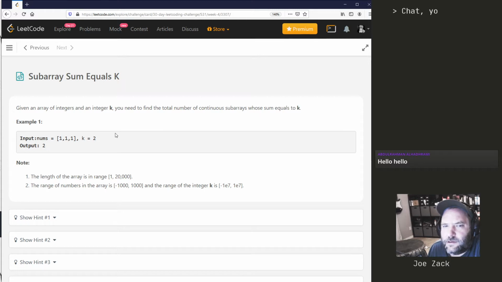In this case, we need to find the total number of continuous subarrays whose sum equals K. So in this case, we've got 2 as the input. So we can see here that 1 and 1 equals 2. And also 1 and 1 equals 2. So we've got our output of 2.